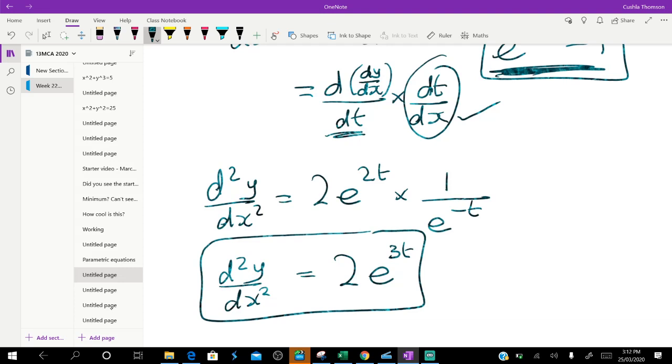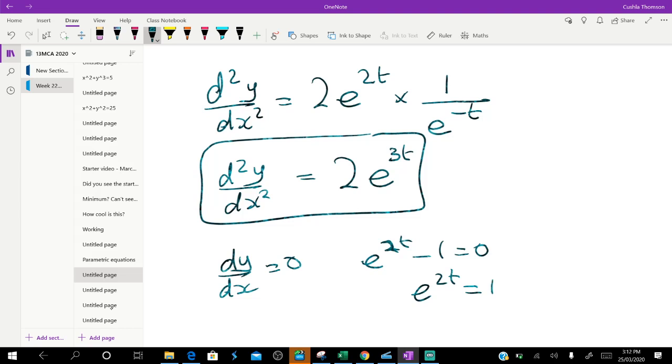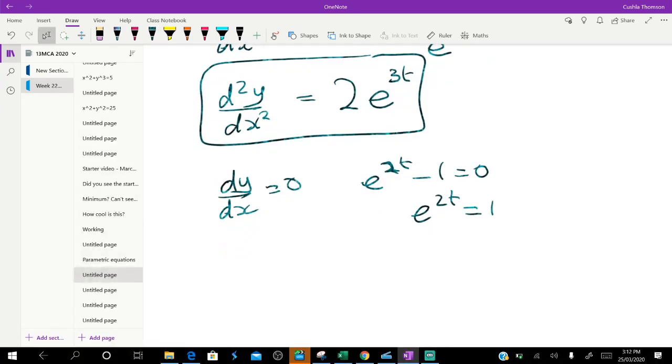Now we're going to find out where that minimum is. So we want to solve dy by dx equals 0. dy by dx is equal to, so we've got e to the 2t minus 1 equals 0. This is going to be really easy, right? e to the 2t is equal to 1. Take logs of both sides. 2t is equal to the natural log of 1, which is just 0. So t is equal to 0.